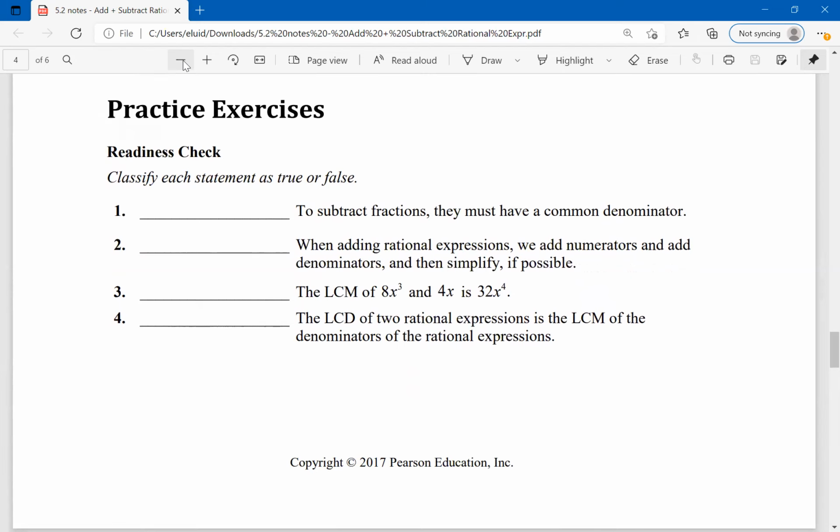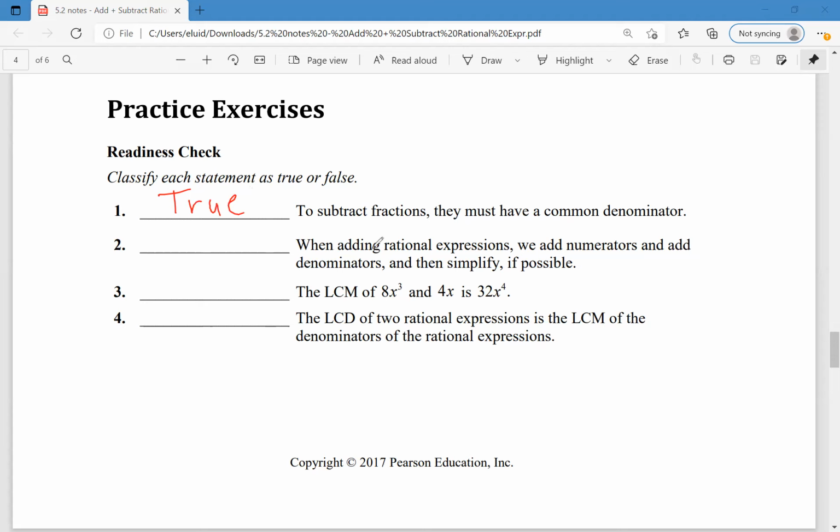So let's start with these true or false statements, 1, 2, 3, and 4. So number 1, to subtract fractions, they must have a common denominator. And by the way, the directions say classify each statement as true or false. So we're going to say true for this one. Because yes, to add or subtract fractions, we do need a common denominator. So yes, true.